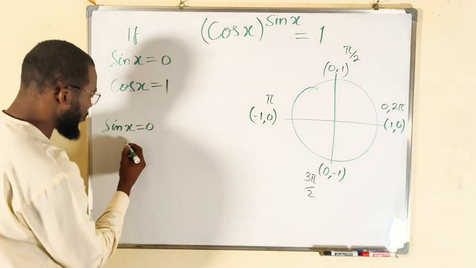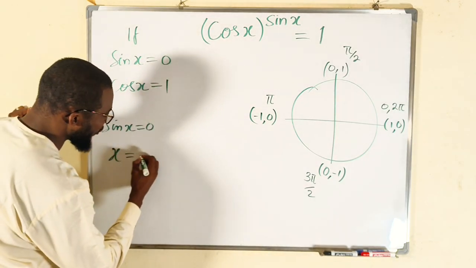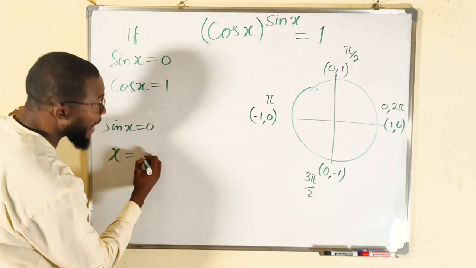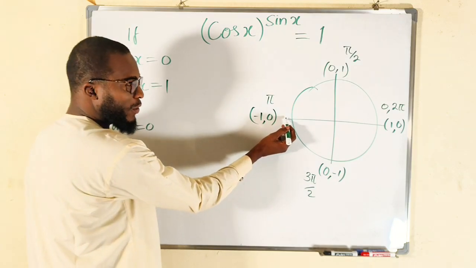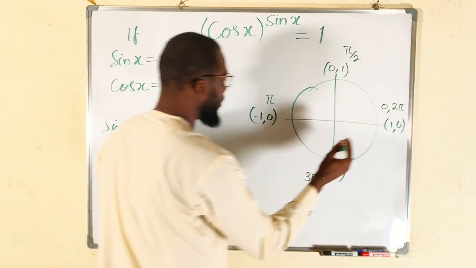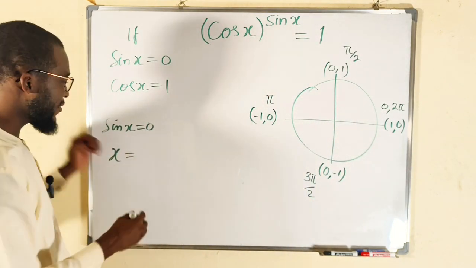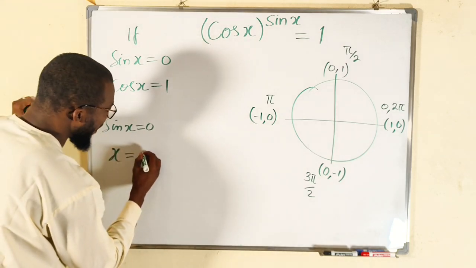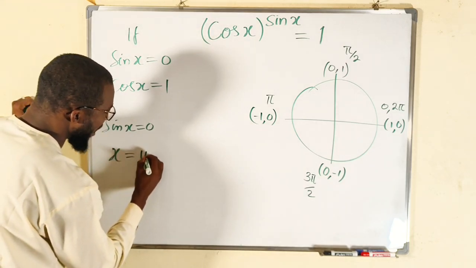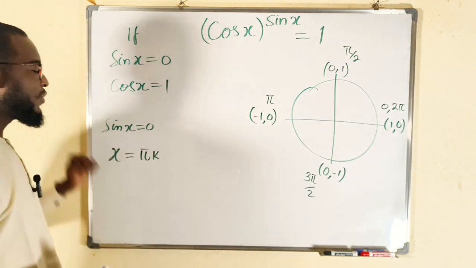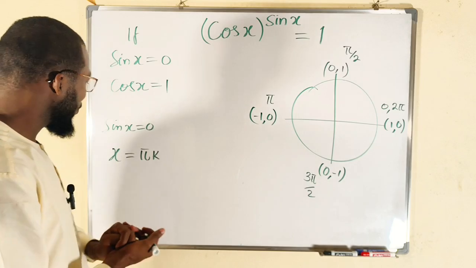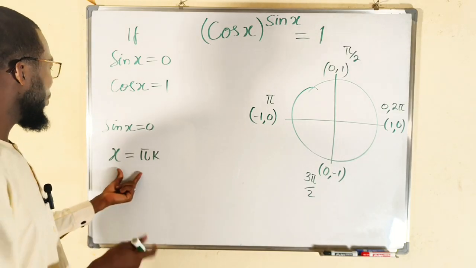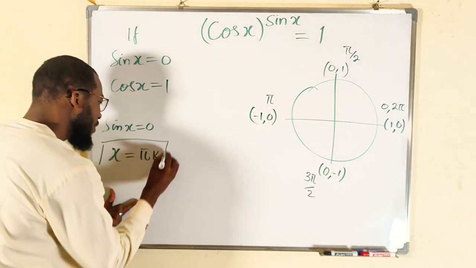So the solution to this problem is x equal to multiples of pi, because from 0, once you add pi, you get to this one. You add another pi, you get to this one. So we can say this is just another multiple of pi. We say that this is pi k, for which k is an integer. It could be 1, 2, negative 1, in that order. Okay, we have provided a solution to this one.